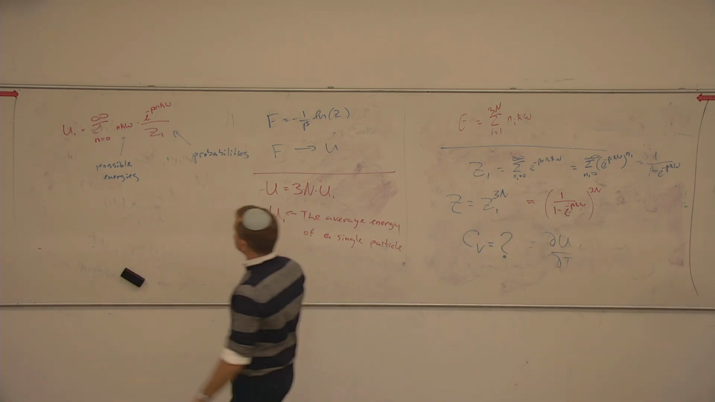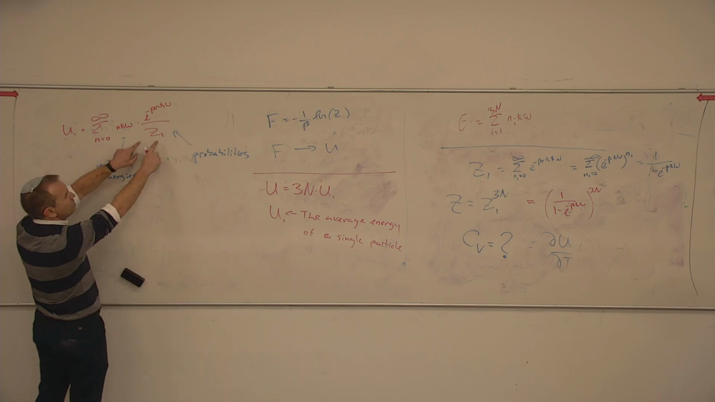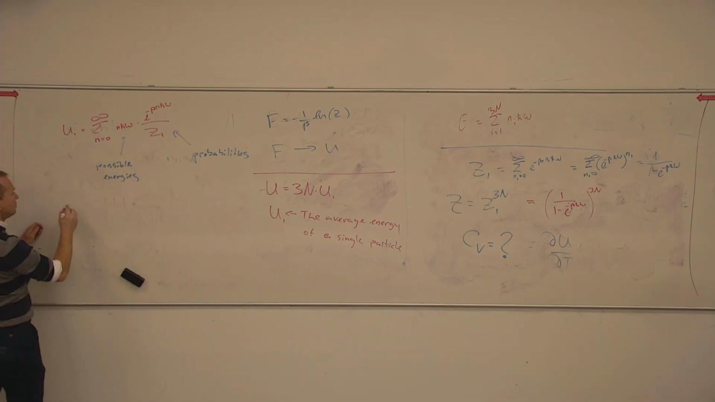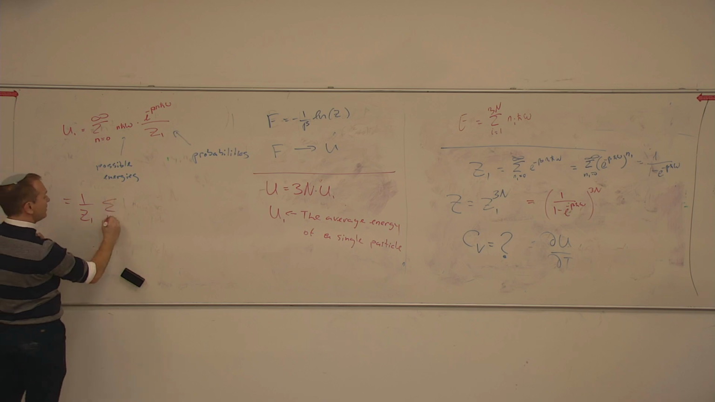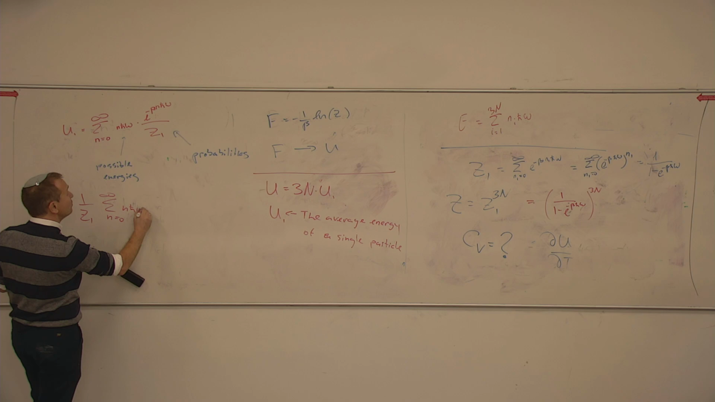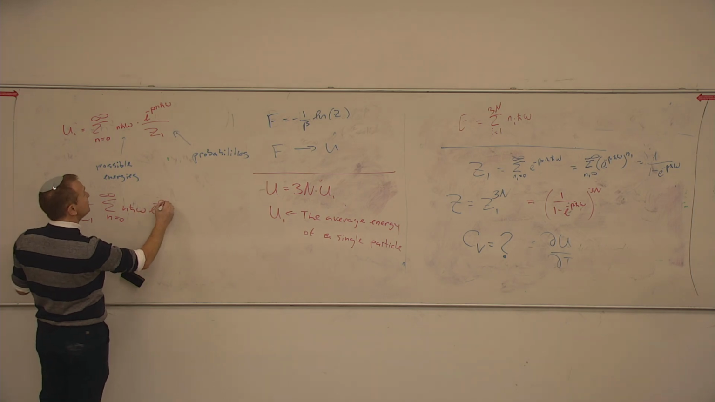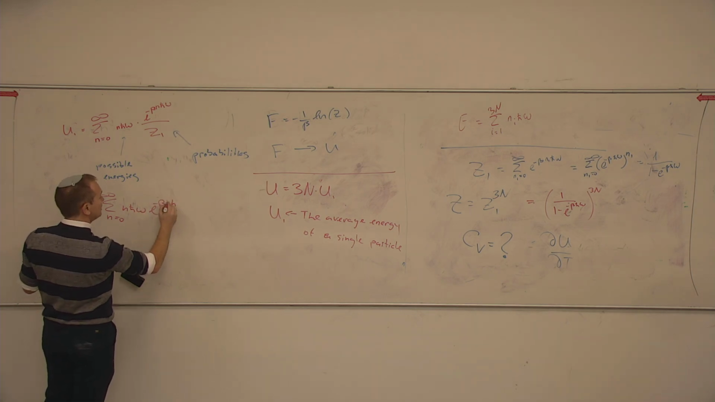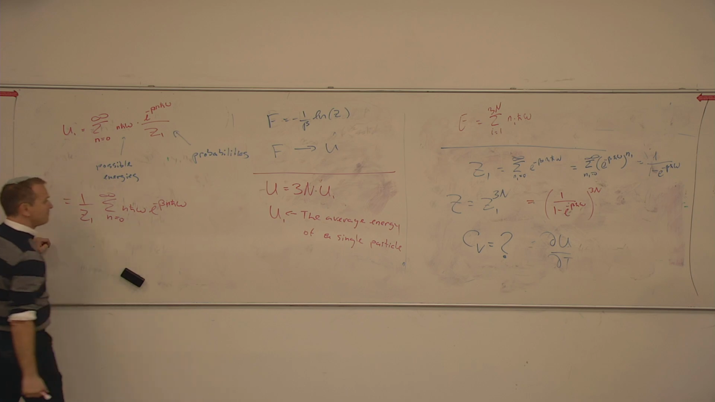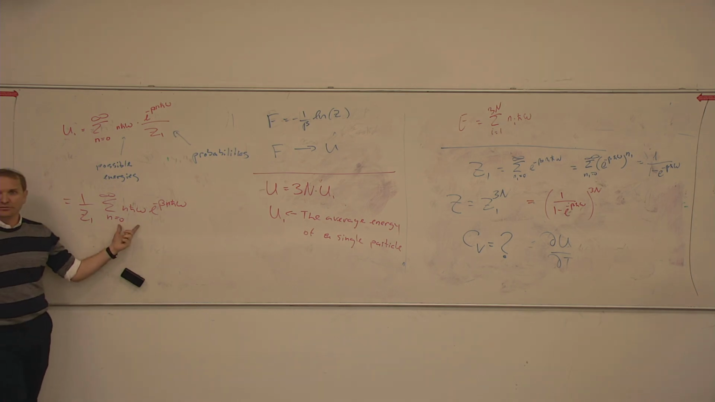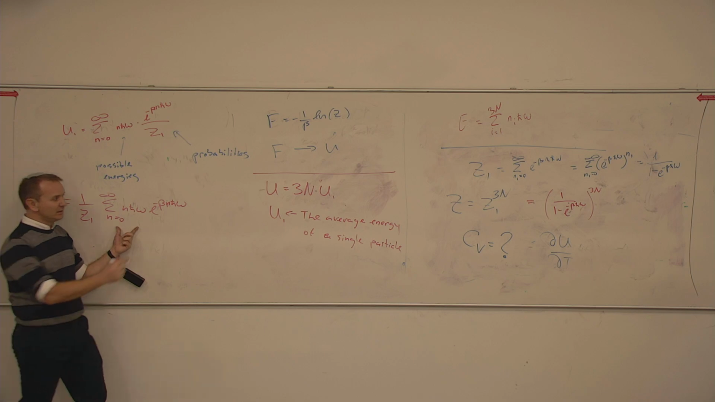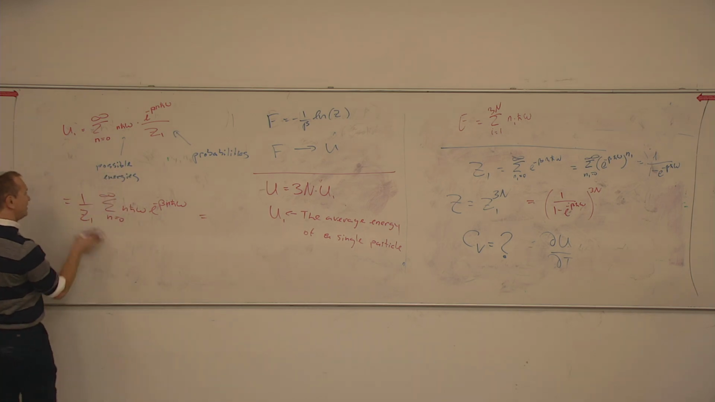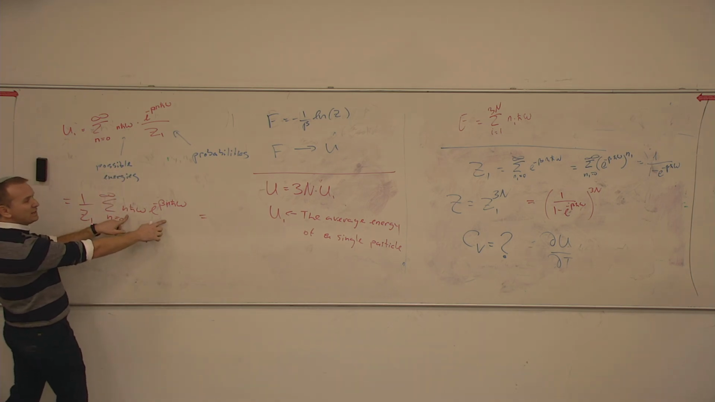In order to sum, first of all, I take z1 out. So I have 1 over z1, a sum n goes from 0 to infinity of n h bar omega e to the power minus beta n h bar omega. And here I use the Feynman trick. Do you know what a Feynman trick is? Yes. Yes. No. Okay, so what is a Feynman trick for me?